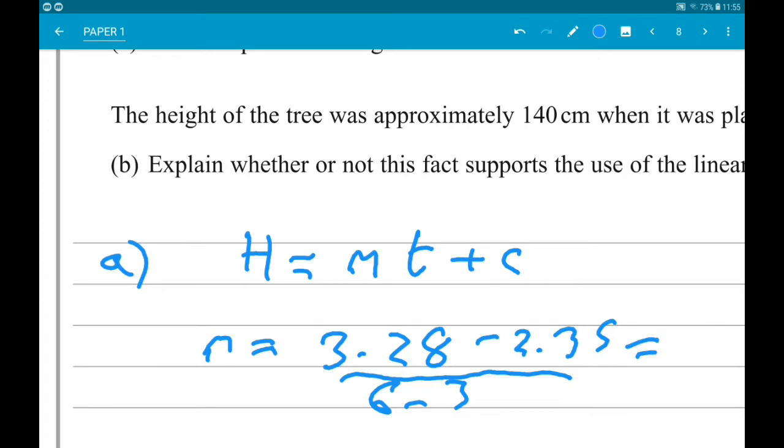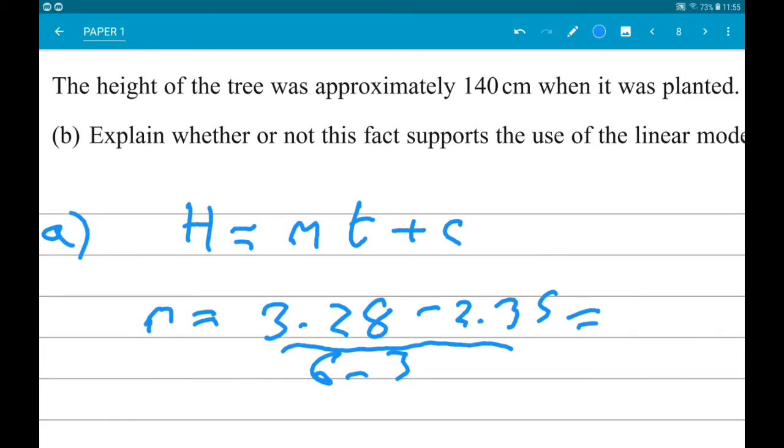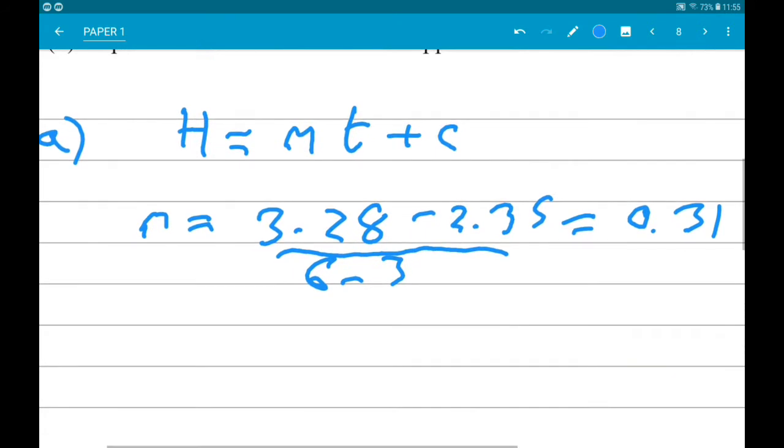Now that gives us 0.31. Okay, so we now know h is 0.31 t. Let's try that again. 0.31 t. Add c.